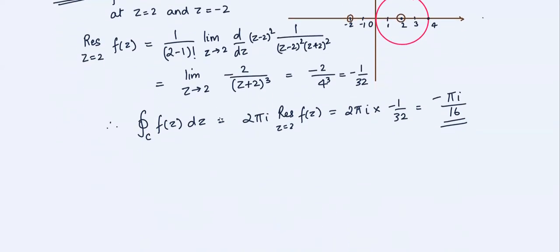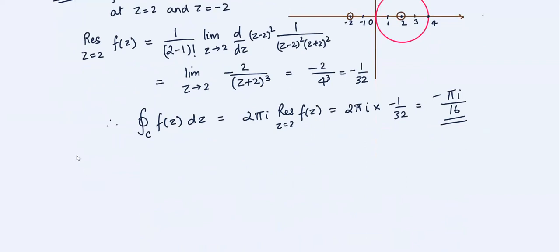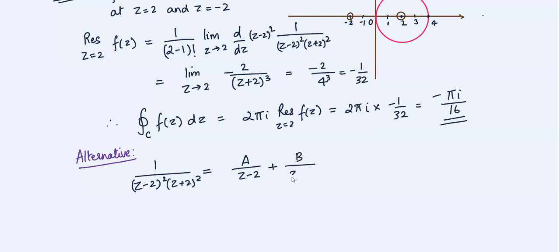A easier method, I would suggest, is to do partial fractions. You'll not make a mistake in this. Now 1 by z minus 2 the whole square into z plus 2 the whole square, I'll write this as a by z minus 2 plus b by z minus 2 the whole square plus c by z plus 2 plus d by z plus 2 the whole square.